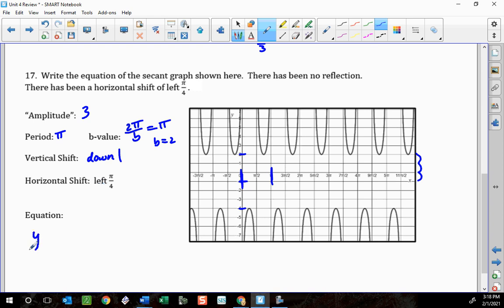All right, so let's write the equation. Amplitude is 3. It's a secant graph. I have to have my b value of 2. Next, I'm going to the left, so plus pi over 4. And it goes down 1, so minus 1. So if you type that into Desmos, you'll get this picture as a check.